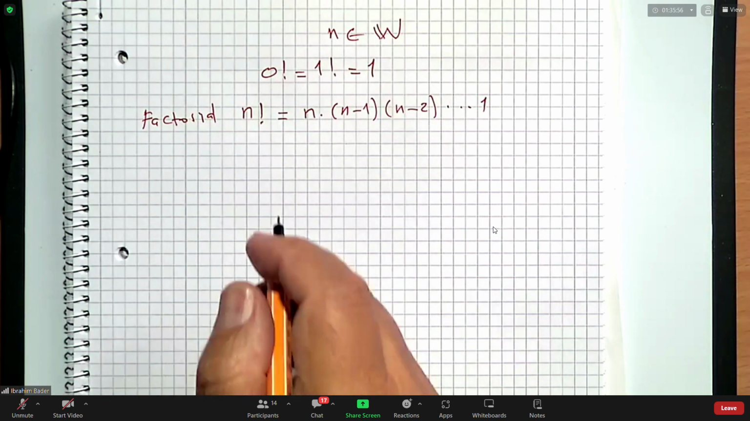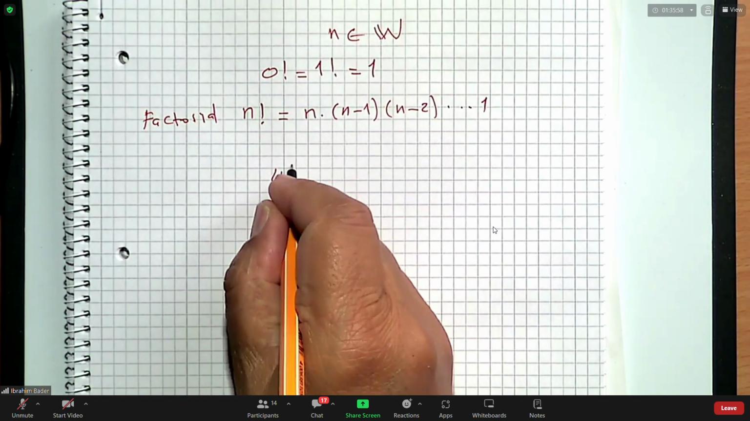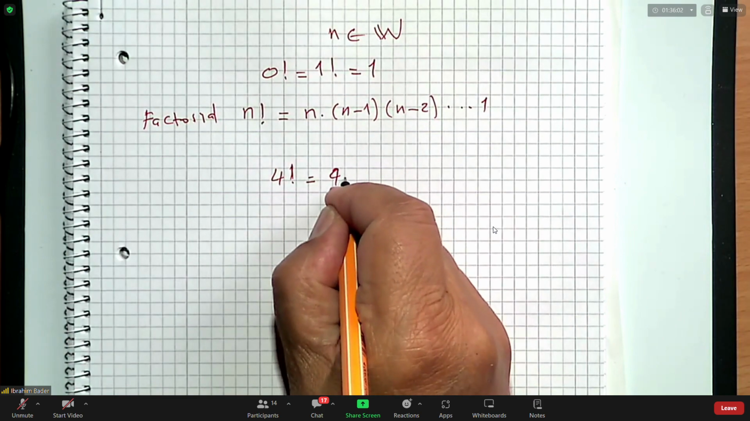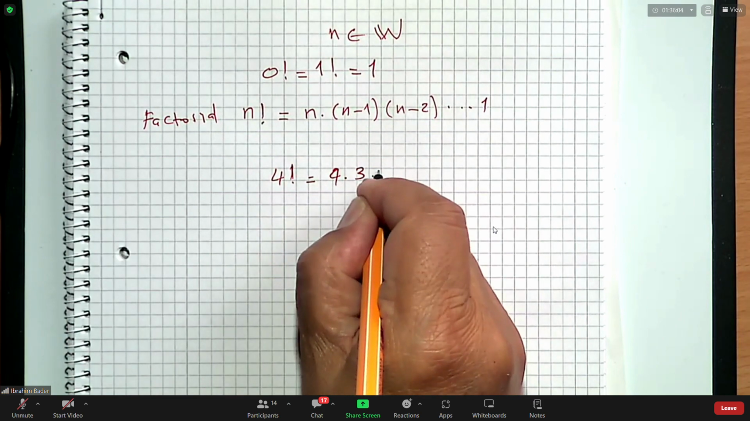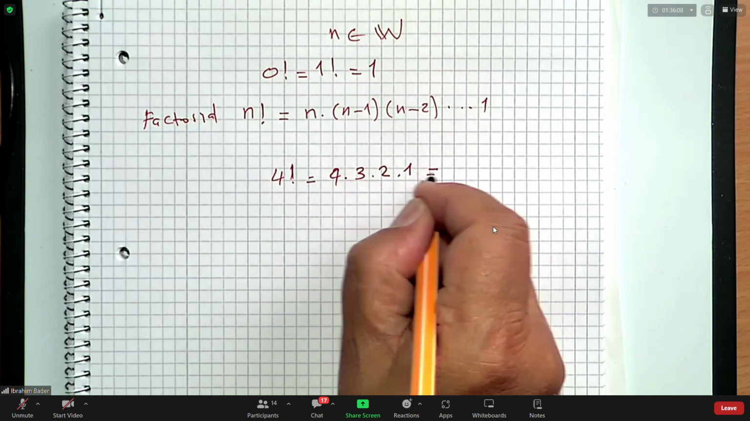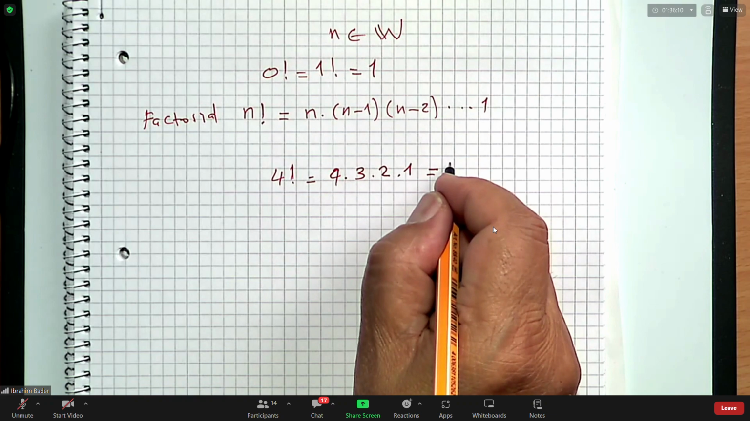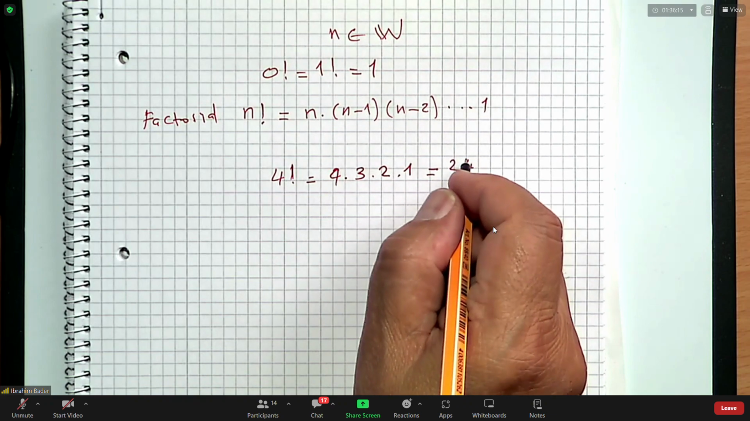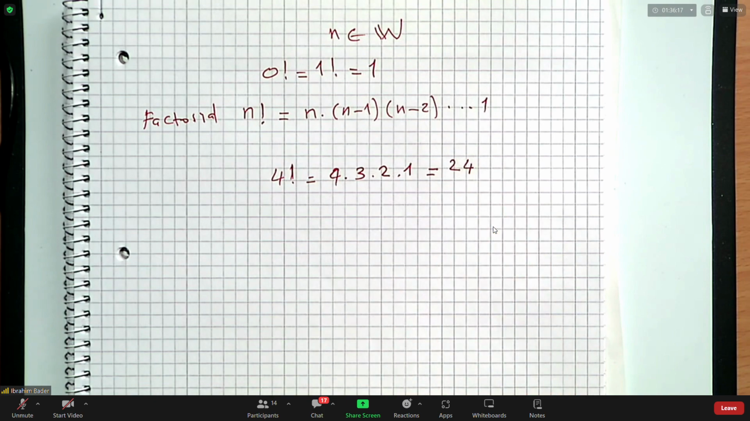Anyway, for instance, what is 4 factorial? We multiply 4, subtract 1 to get 3, subtract another one, and so on until we get to 1. Then we stop and multiply it out, so it will give me 6 times 4, which is 24. Factorial is used very often in number theory, probability and statistics.